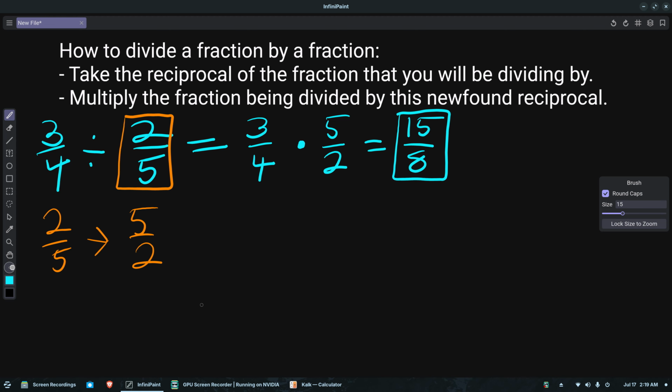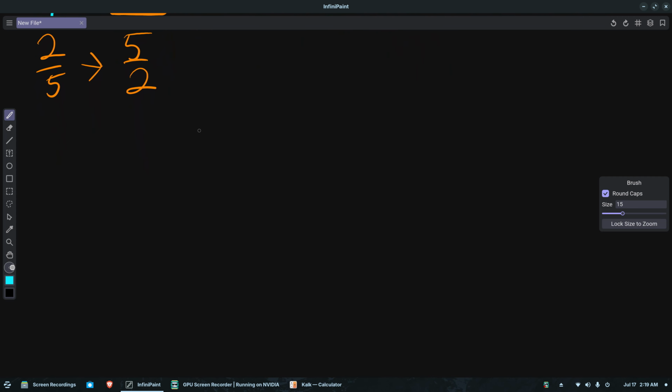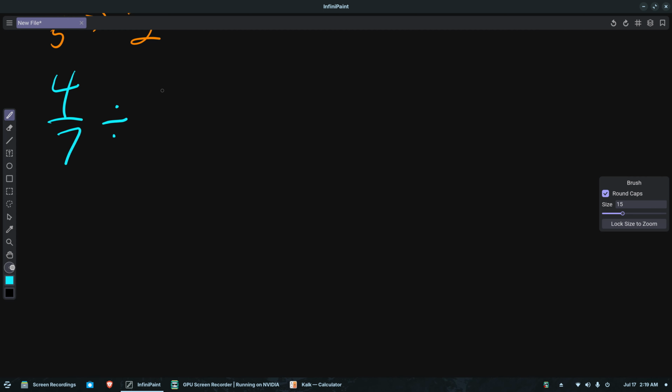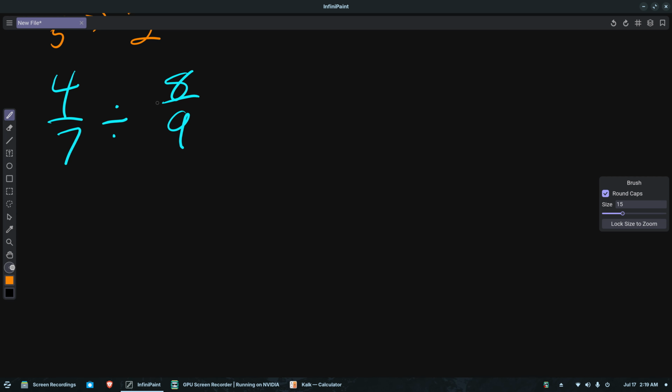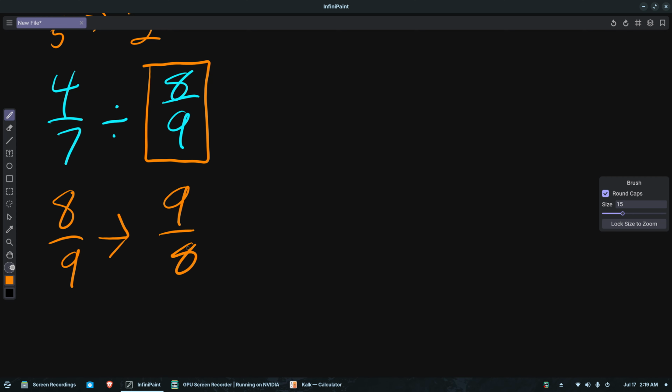Now, let's go to another example. Let's say we had 4 over 7, and we wanted to divide this by 8 over 9. Well, we would do a very similar thing. We take a look at 8 over 9. We want to get the reciprocal, and to do that, we basically just flip the fraction. So 8 over 9 becomes 9 over 8.